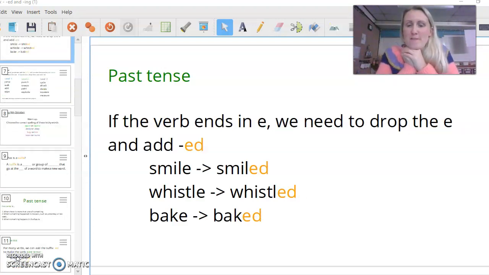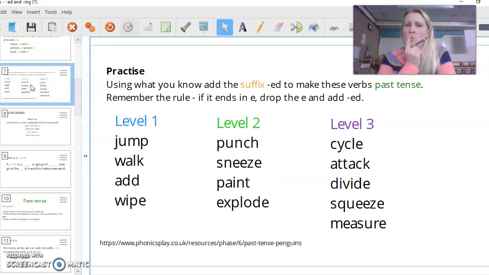Here it is. If the verb ends in E, we need to drop the E and add ed. So these are the ones that are correct. Well done if you got those right. Okay, I've got another challenge for you now. Using what we know, add the suffix ed to make these verbs past tense. Remember the rule, if it ends in an E, drop the E and add ed. I'd like you to pause the video with these words on and have a go.